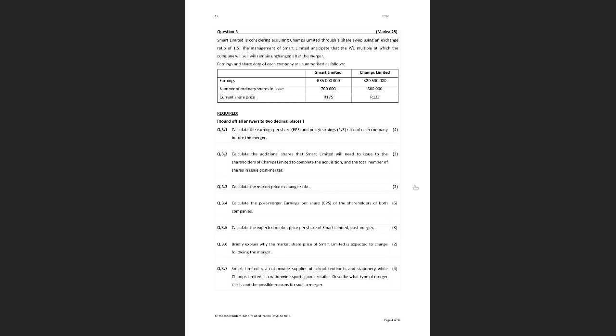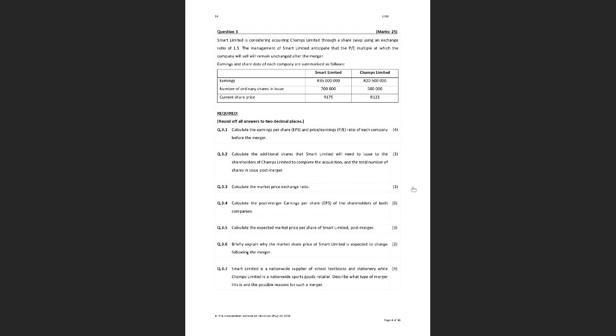So the first part is calculate the EPS and the PE ratio before the merger. Okay, so that should be fairly simple. And you can see there's 4 marks given. So 1 each for the 2 EPSs and 1 each for the PE ratio. And after that, calculate the additional shares that Smart Limited will now need to issue to the shareholders of Champs in order to complete the acquisition, and the total number of shares that will then be in issue post-merger.